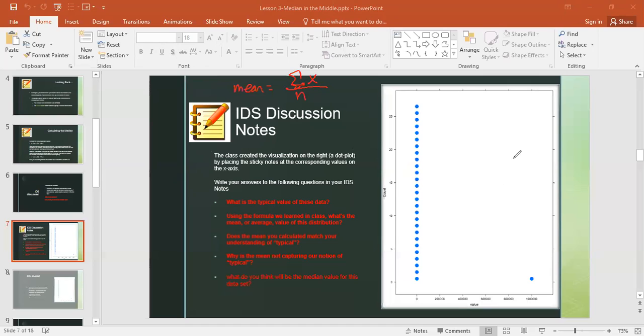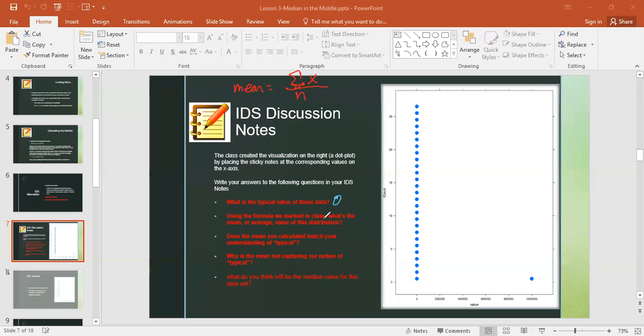Yes, the typical value we would think, right? There's 27 zeros. There's only 1 million. So our typical value is 0, right? So it's not wrong for us to consider that our typical value here might be 0.